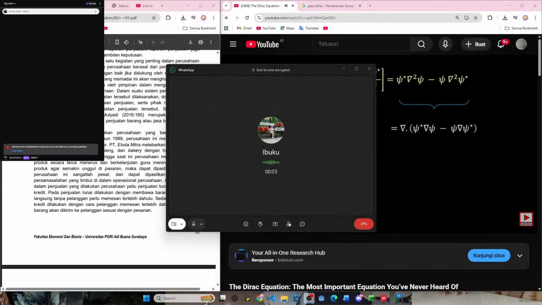And if we then rearrange, we find the following blue expression. And then we can compare this with the continuity equation that we derived.